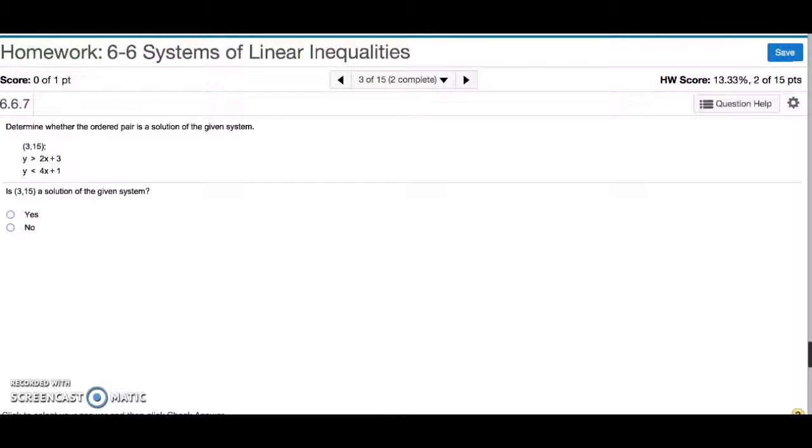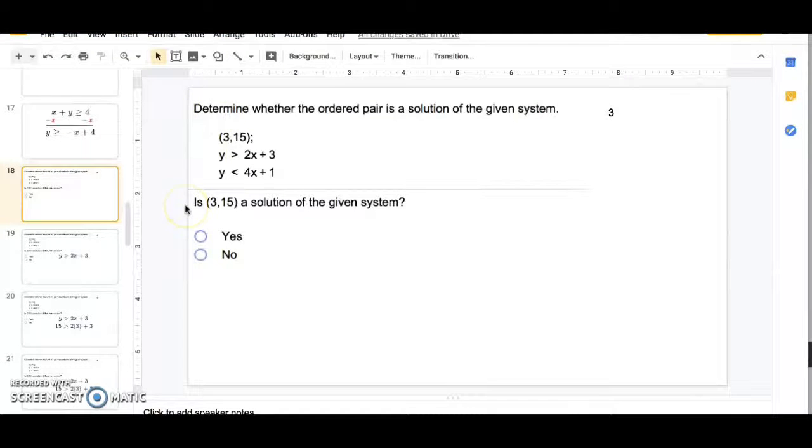Okay, let's look at number 3. It is asking you to determine whether the ordered pair is a solution of the given system. We are given a point of (3, 15), and we're given 2 inequalities. The first one is y is greater than 2x plus 3. The second one is y is less than 4x plus 1. So what we're going to need to do is substitute that point in for both inequalities and see if we get true statements.